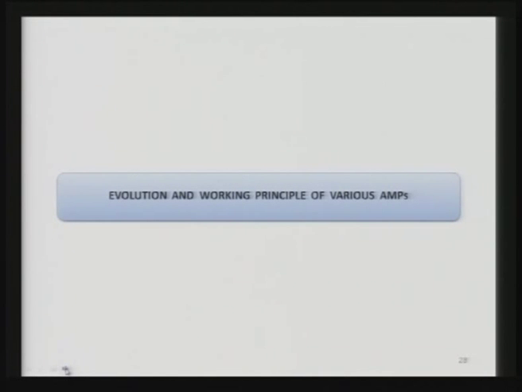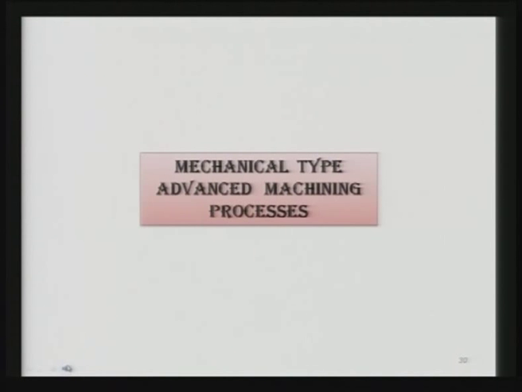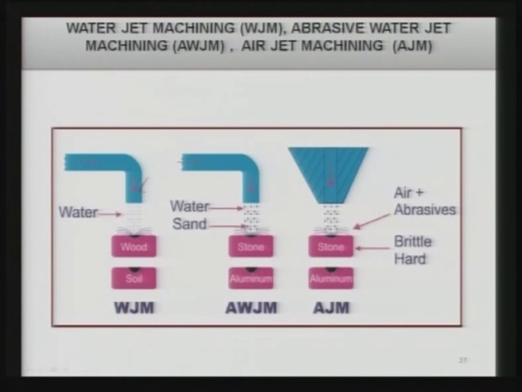Now, the question arises how the evolution of various kinds of advanced machining processes has taken place. Evolution of advanced machining processes: to understand the working principle of these advanced machining processes, let us take some examples which we see in our everyday life. Mechanical type advanced machining processes. Now, as you can see here, with the help of very simple examples, it has been shown how one can think of evolving these kinds of processes by understanding simple phenomena which take place in everyday life. Just let us take the water coming from the water tap at home or in the hostels.